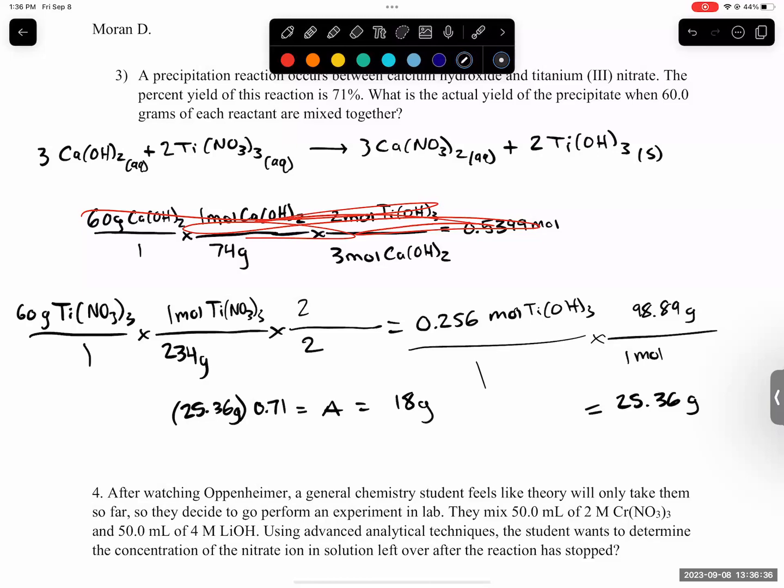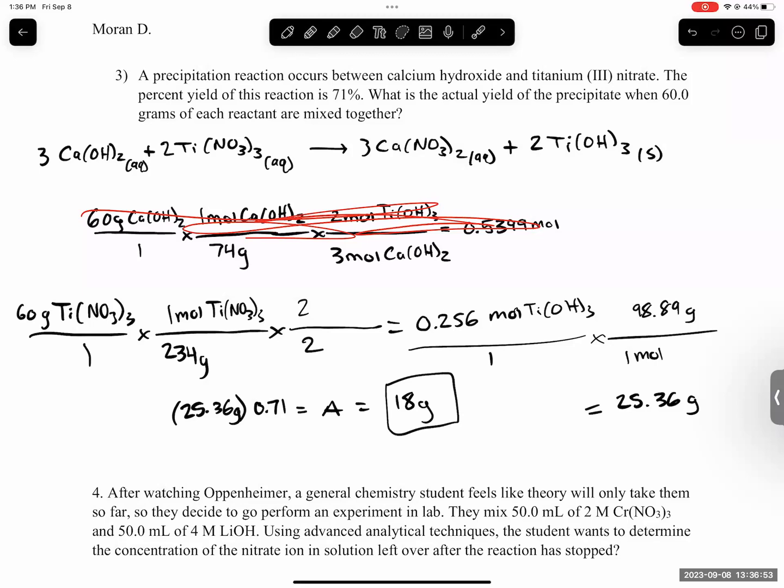18 grams. Sounds right to me. All right. Yeah, so 18 grams is our actual yield of titanium dihydroxide. So, how do y'all feel about that one?